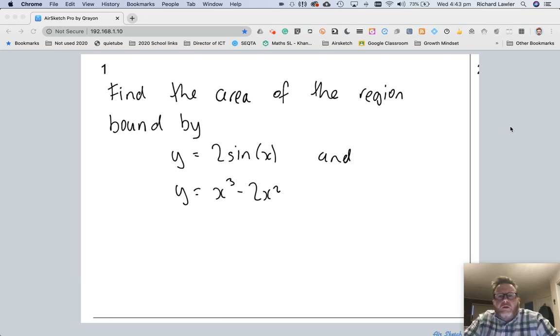Hi there, this video is going to have a look at yet another problem where we need to work out the area trapped between two curves. In this instance, we've got y equals 2 sine of x and y equals x cubed minus 2x squared.